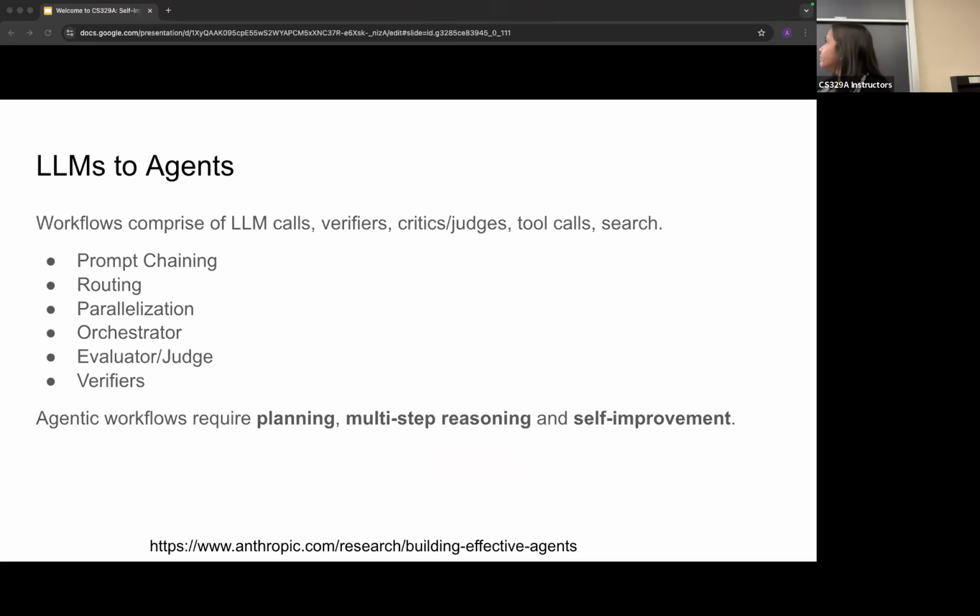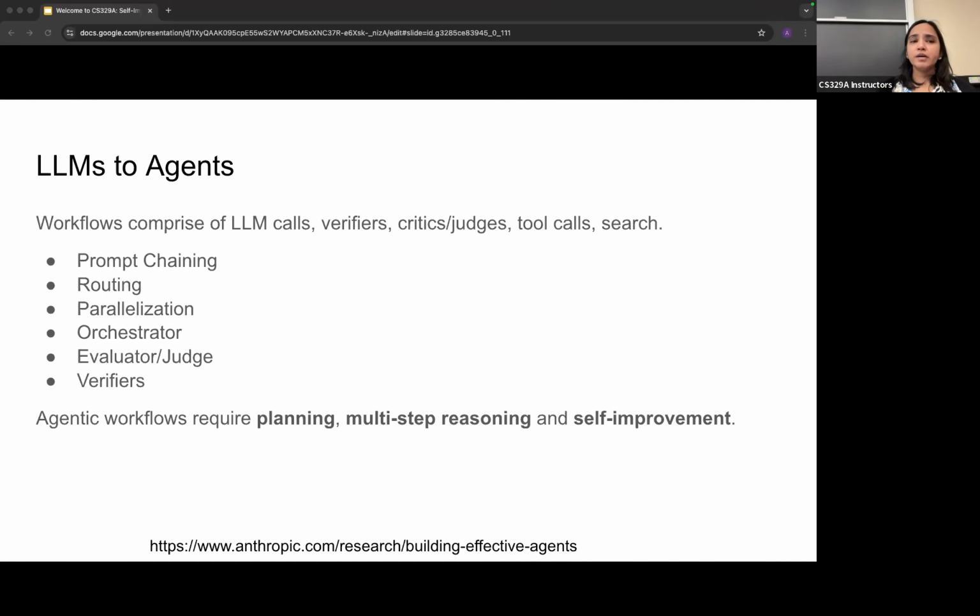Typically, what Anthropic published in their blog post is that when we are building these workflows, we can have LLM calls that are orchestrated with verifiers. The verifiers might be deterministic or they might be learned verifiers. Then you can have critics or judges, where the LLM itself might be trained to be the reward model or the judge, or you might have a human judging whether these solutions are better, or a human in the loop to say, okay, this is a bad solution. You can have tool calls, and you can even have search in the process.